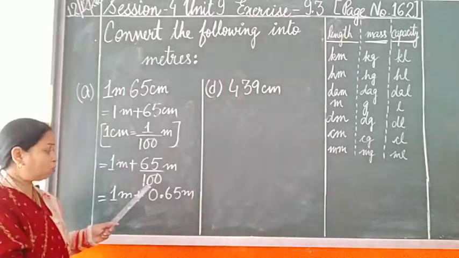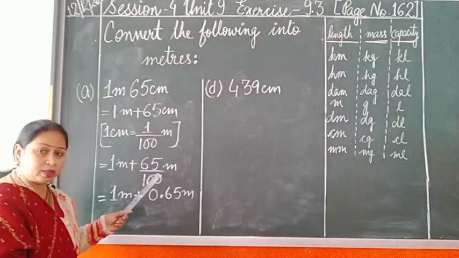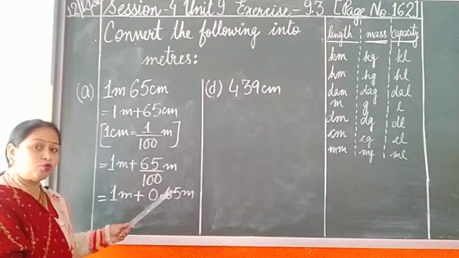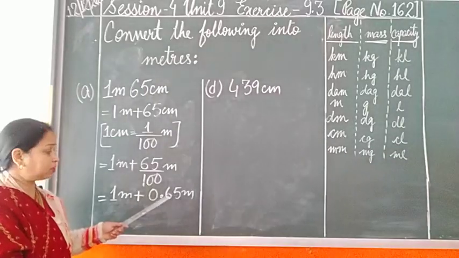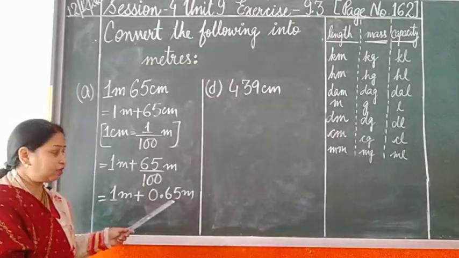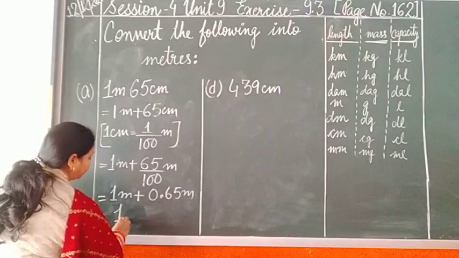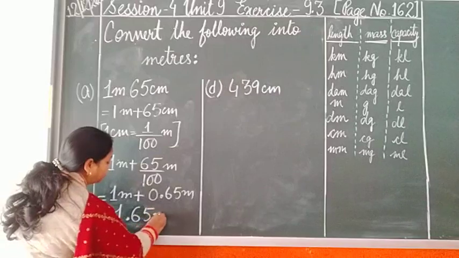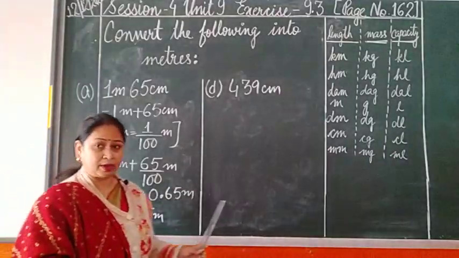65 upon 100. How many zeros you can see? 2 zeros. So, whatever number is there in the numerator, just take down that, and from the back count 2 places. As many zeros, that many places you will be counting. So, count 2 places and place the decimal, 1, 2. So, you will get 0.65 meter. Now, add up these two. So, it will be 1.65 meter. Okay, clear this one.